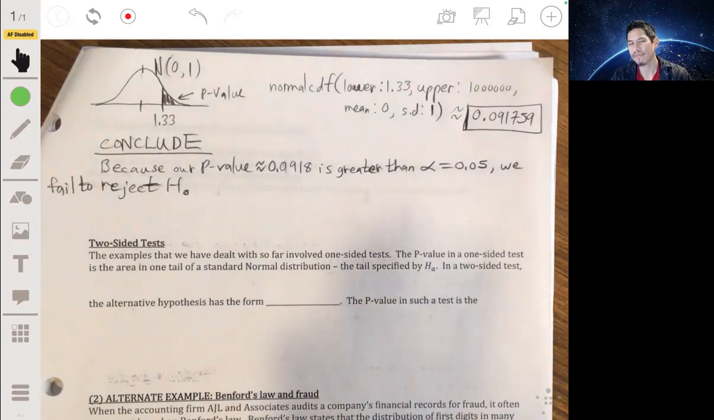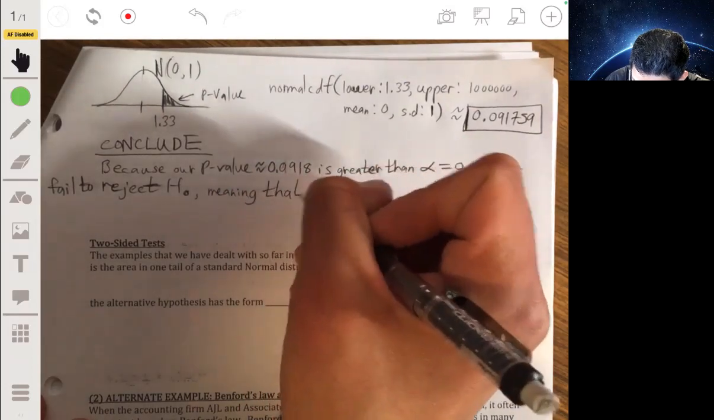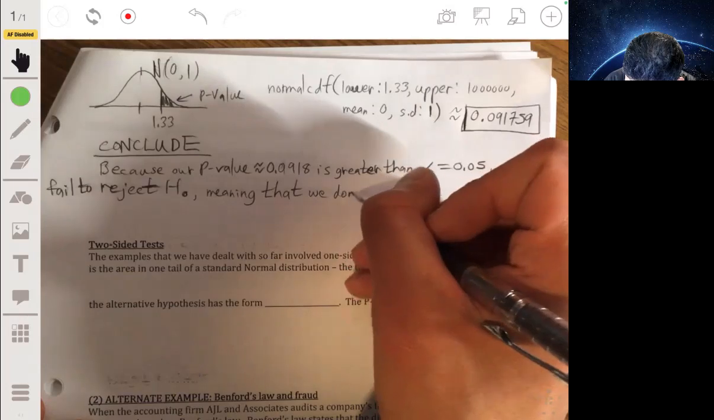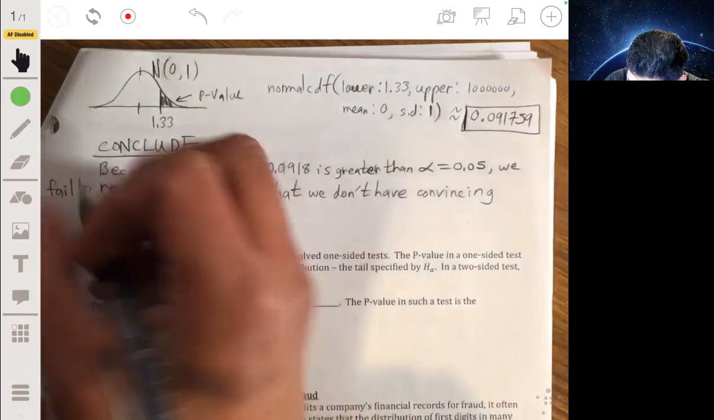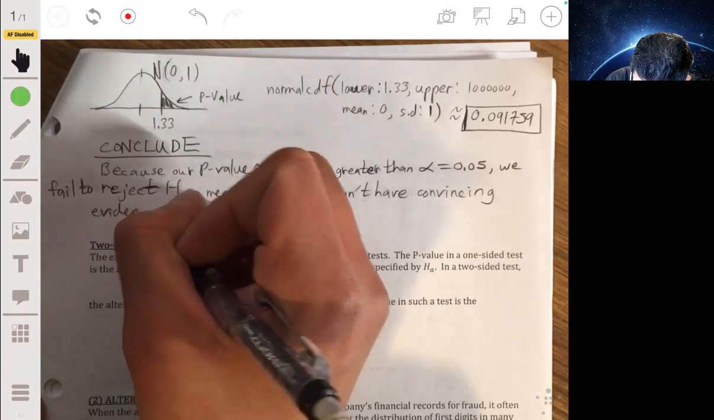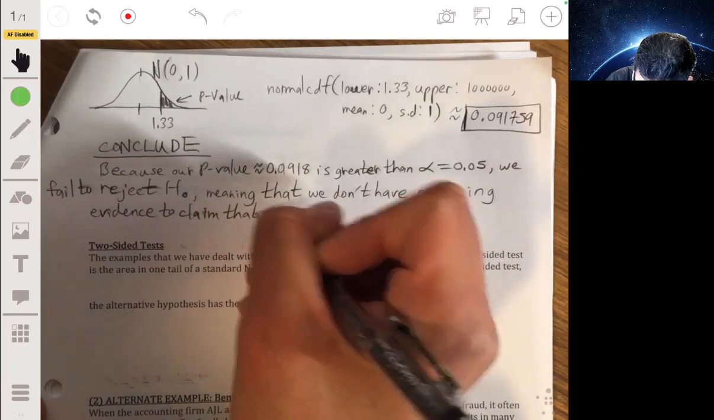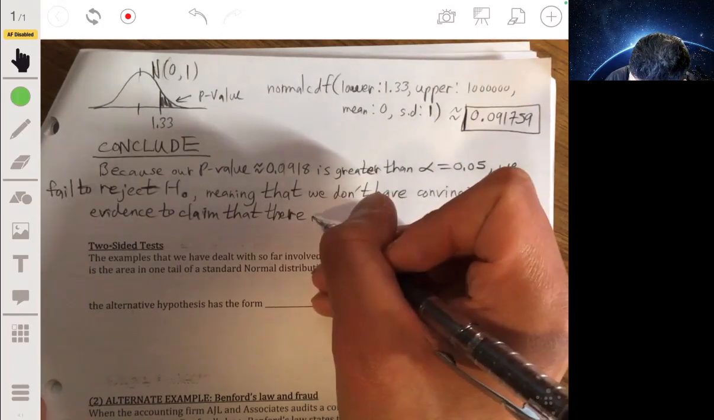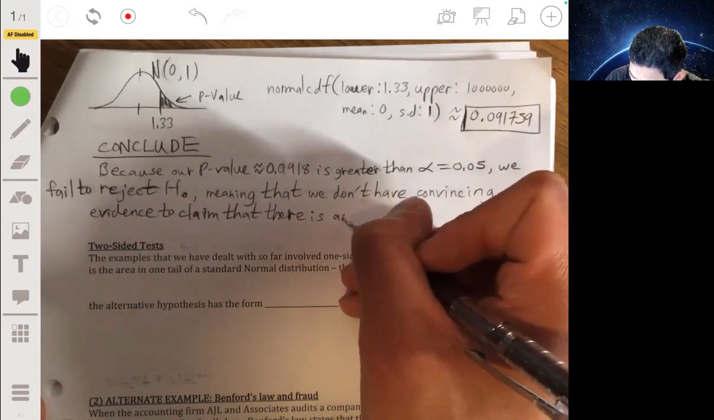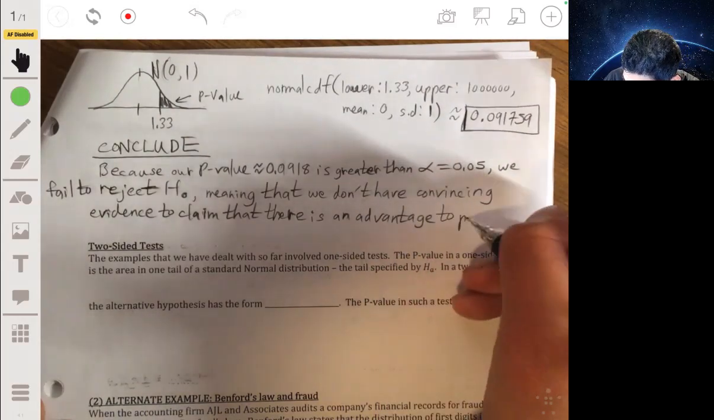It's basically saying that we don't really have convincing evidence to say that there is an advantage to performing last.